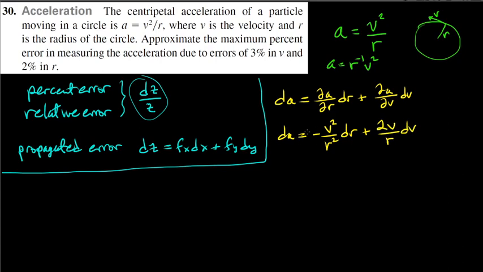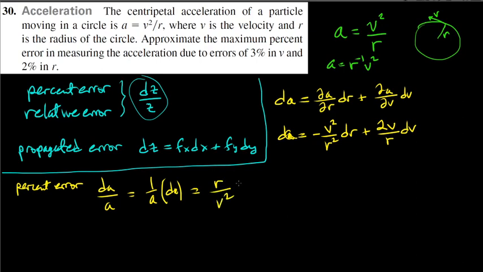Okay, so that's the propagated error for the acceleration. That should be an a here. Now for the relative error or percent error in the acceleration, you take dA divided by a. Let's think of that as 1 over a times dA, where 1 over a is r over v squared, times negative v squared over r squared times dr, plus 2v over r times dv.